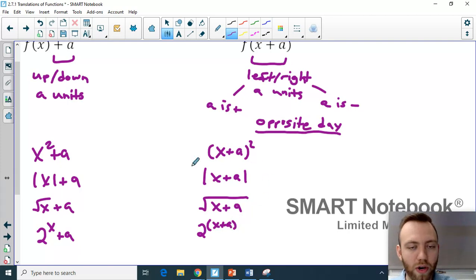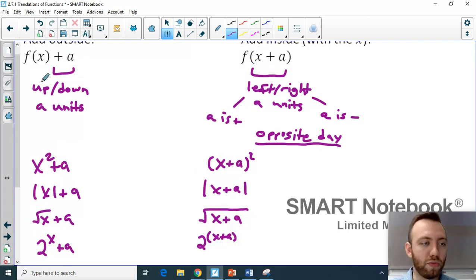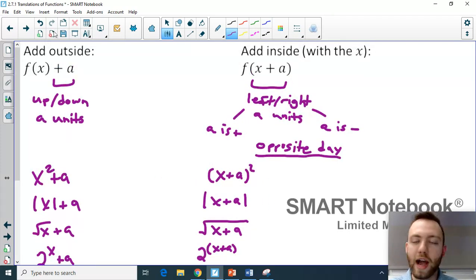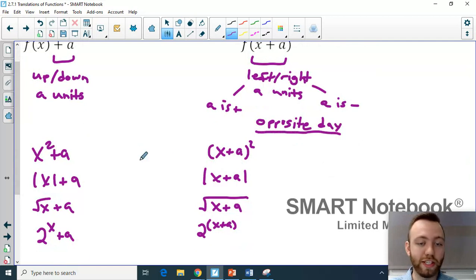Now, let's go over just a couple examples doing this. Let's remember, if it's outside, not with the x, then we're just going up and down this amount of units. But if it's with the x, if we're with the x in parentheses, or it just feels like the x is together with it, then we are going to go left and right that amount of units, and it's going to be opposite day with all of these types of functions, and we might even see an x cubed or a cubed root.